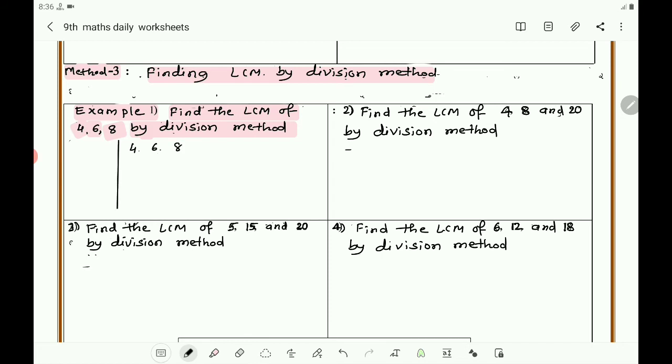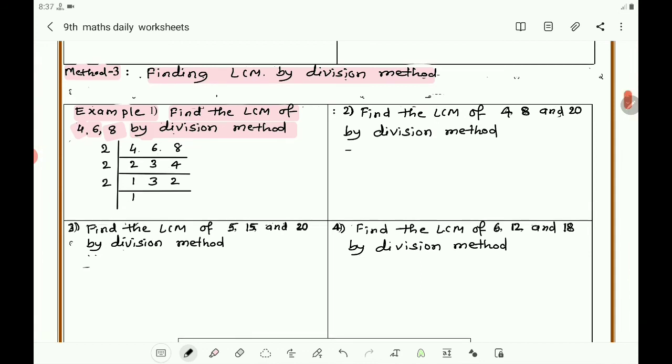Now first you take 2, that is the prime number, and divide. 2 2s are 4, 2 3s are 6, 2 4s are 8. Again you divide by 2: 2 1s are 2, 3 is not divisible so write it as it is, 2 2s are 4. Then divide by 2 again: 1 you write as it is, 3 you write as it is, and 2 1s are 2. Next, what is remaining? Here you got 1 and 1. Here you take 3. 3 1s are 3, write this as it is. The product of all these becomes the LCM.